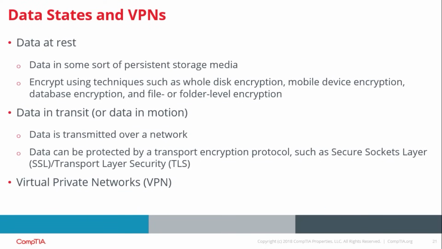All right, we also have different types of encryption based off of the data states. And this here goes into data at rest. This is data that doesn't move, like data on persistent storage devices such as your hard drives. You can encrypt using techniques such as whole disk encryption using BitLocker. You can also use mobile device encryption, database encryption, as well as file and folder level encryption.